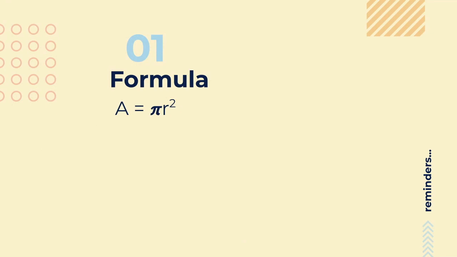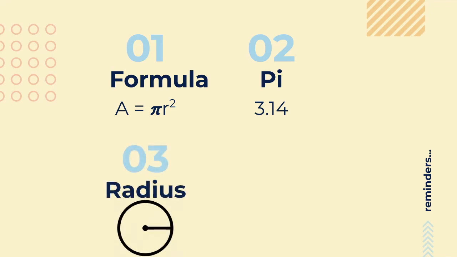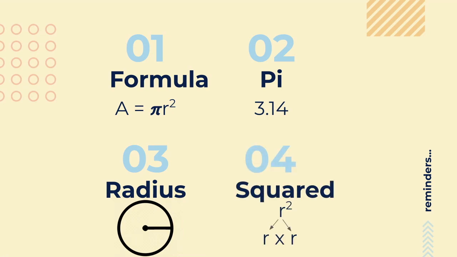Now before we get started, just wanted to remind you of a couple of things. The formula to find the area of the base of a circle is pi r squared. From now on, for the number pi, instead of using 3, we're going to use 3.14. The radius is the distance from the center of the circle to the edge of the circle. And then finally, r squared means r times r. I know that you know all of these things, but I just wanted to give you a reminder just in case.